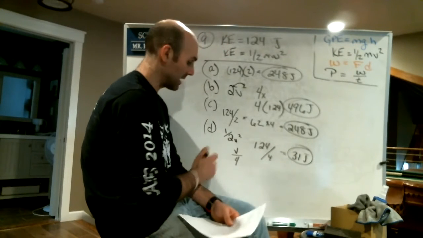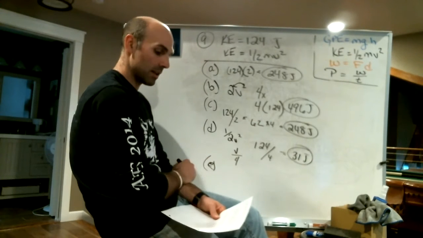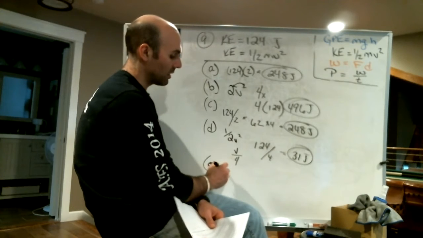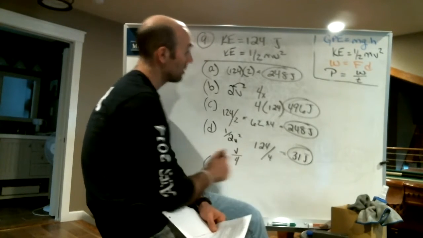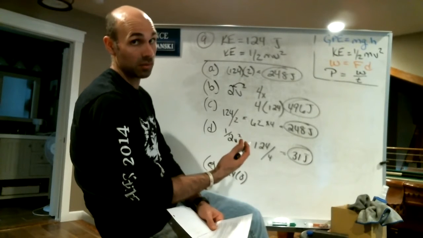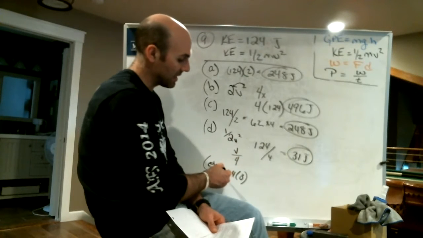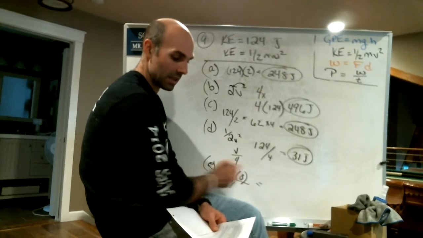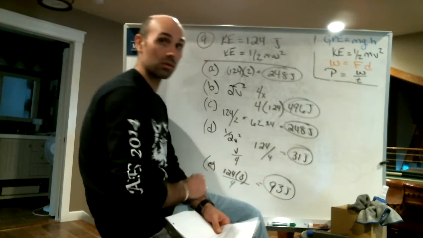And then our last one, part E. 3 times the mass was moving at 1/2 the speed. So we're going to multiply our original 124 times 3 because we're doing 3 times the mass. When we did twice the mass, we multiplied by 2. Now we're going to multiply by 3. And then we're going to divide that by 4 again, just like in the previous problem. Doing so, we get 93 joules.